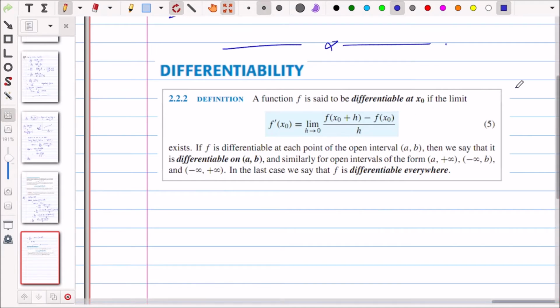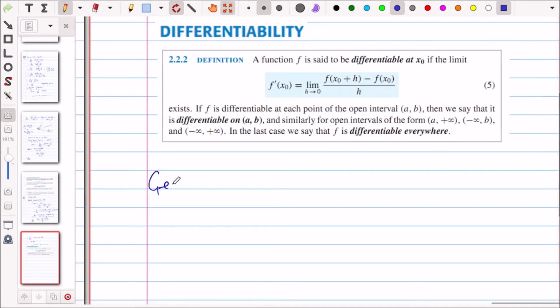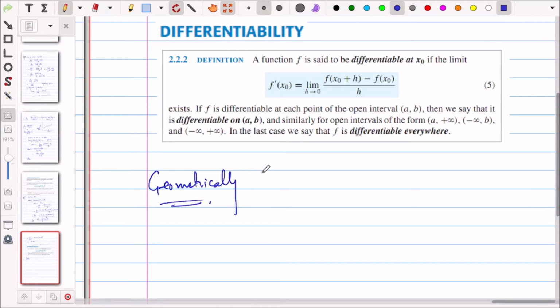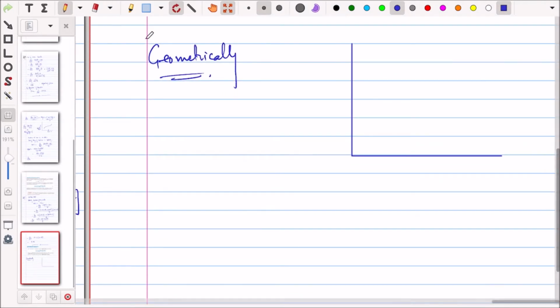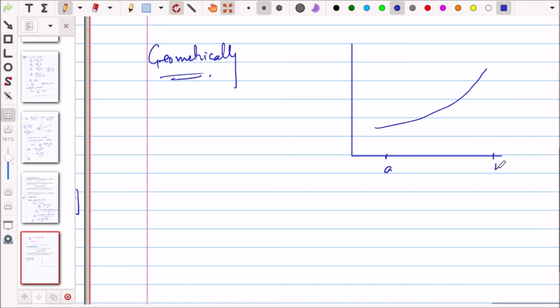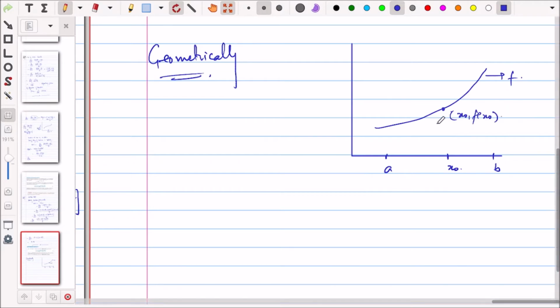Okay. So geometrical interpretation is, geometrically what does it represent? Let us see what it generally represents geometrically. Okay, suppose you have a function. This is your a, this is your b, and this is your x0. This is your function f. So what is this point? x0, fx0, right?